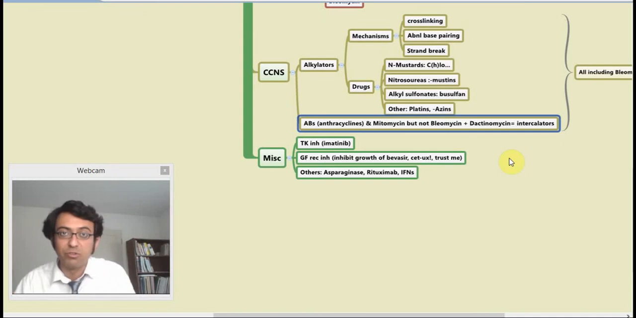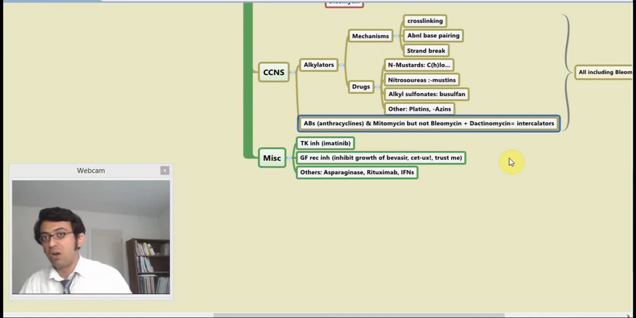True or false, hydroxyurea is used for treatment of polycythemia vera by increasing hemoglobin F? No, increasing hemoglobin F is the mechanism of hydroxyurea for the treatment of sickle cell disease. For any one of the chronic myeloproliferative disorders, including essential thrombocytosis, polycythemia vera, and chronic myelogenous leukemia, the mechanism of the drug that we rely on is the hydroxyurea's prevention of ribonucleotide reductase.